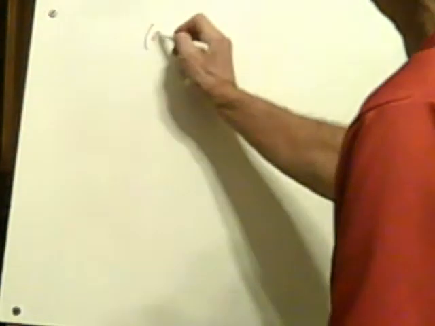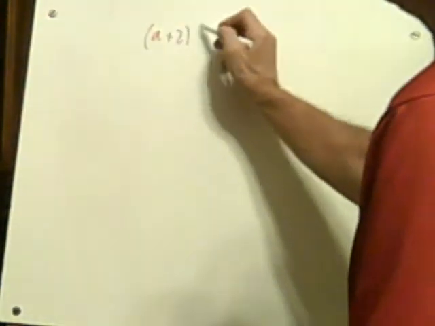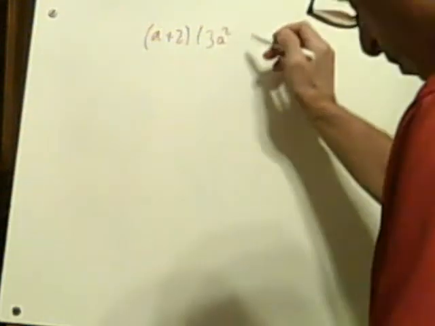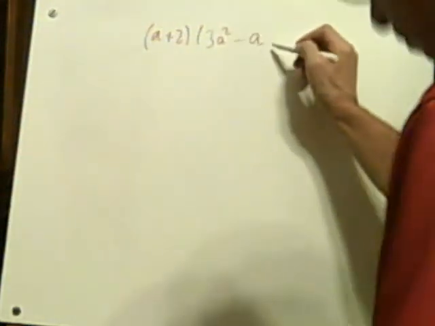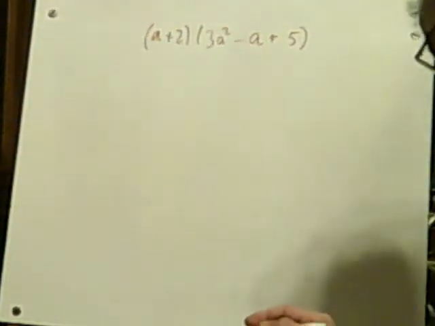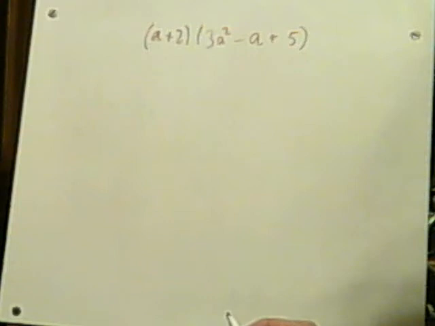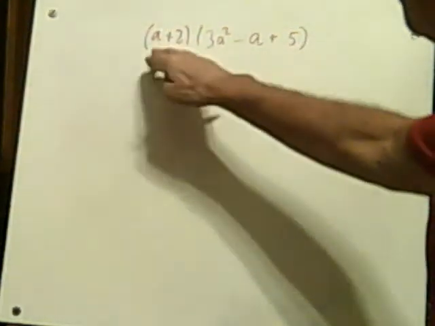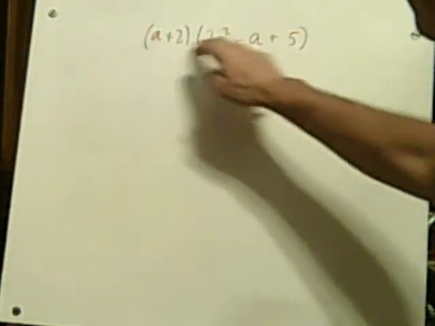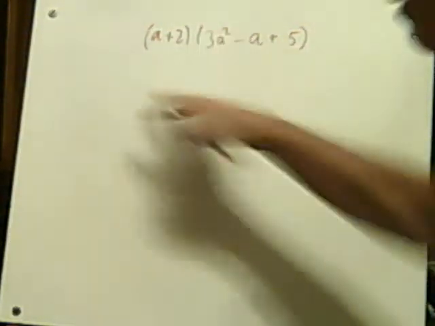Okay, here's another one. Number 14. a plus 2 times 3a squared minus a plus 5. Okay, now, this is a binomial times a trinomial, so FOIL does not apply here. But what does apply is you take the first term and you multiply it by each of these three. Then you take the second term, you multiply it by each of these three. You end up with a total of six terms, but you're going to be able to combine some of them.